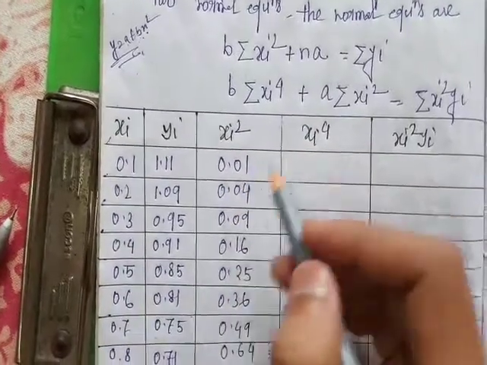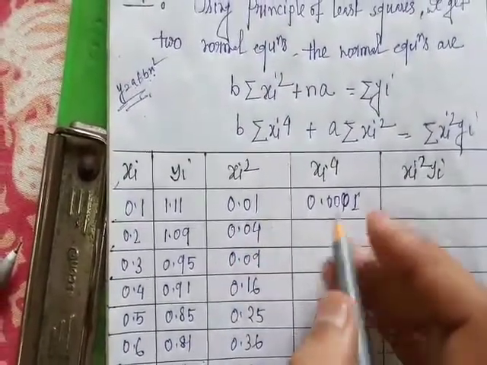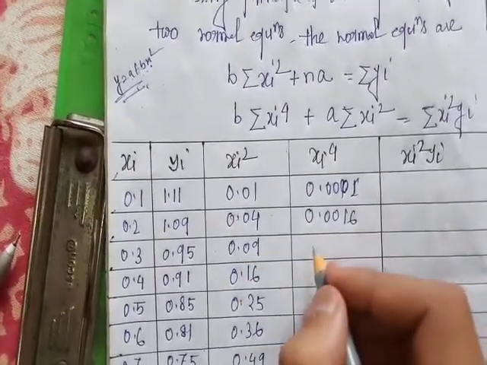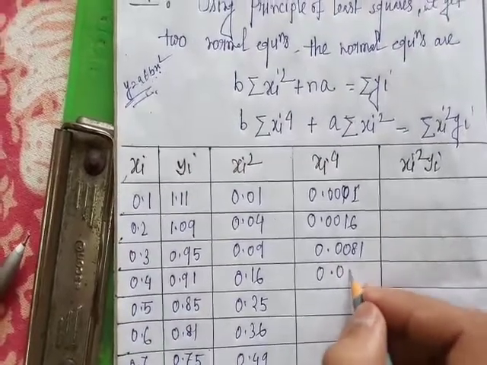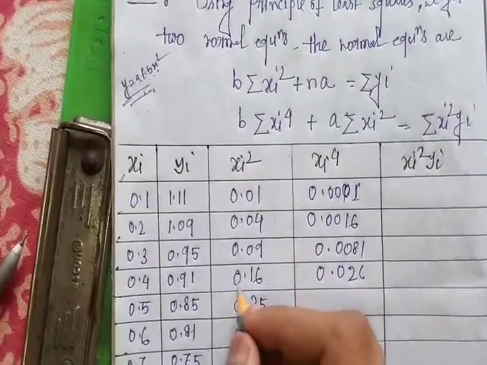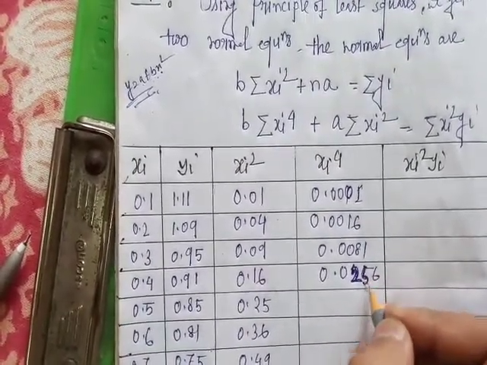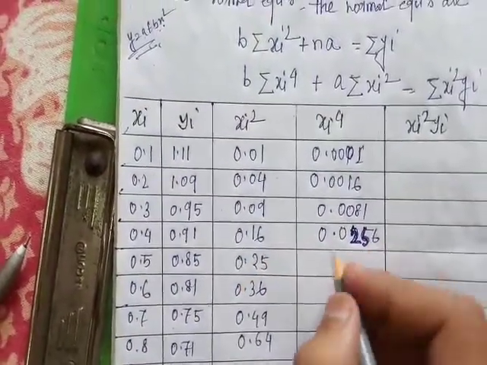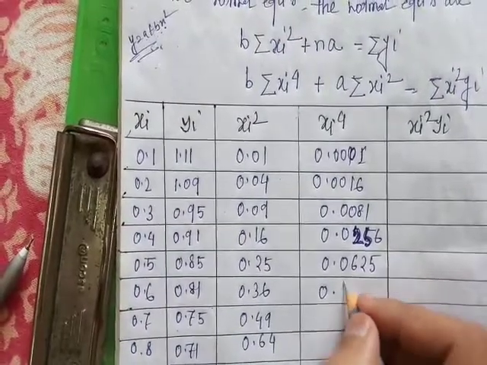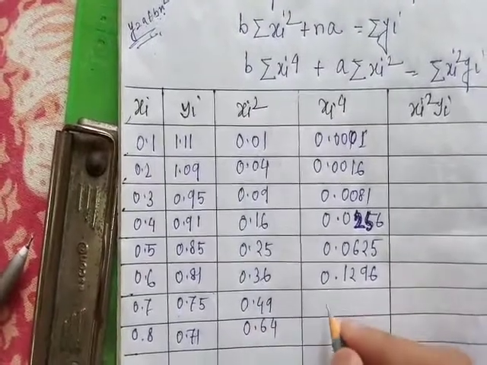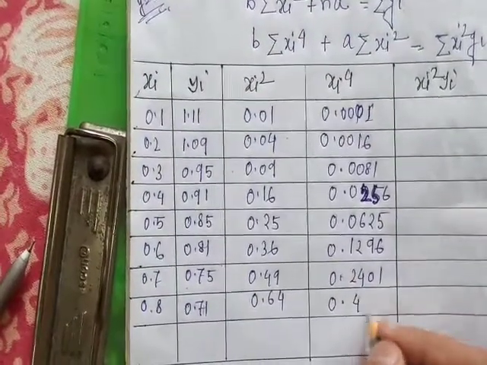Xi to the power 4 means xi square the whole square. So 0.01 square is 0.0001, 0.04 square is 0.0016, 0.09 square is 0.0081, 0.16 square is 0.0256, 0.25 square is 0.0625, 0.36 square is 0.1296, 0.49 square is 0.2401, and 0.64 square is 0.4096.